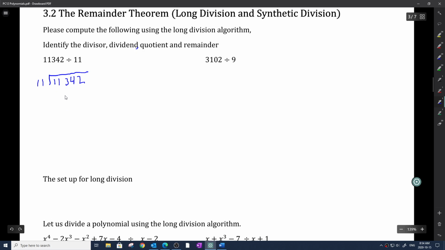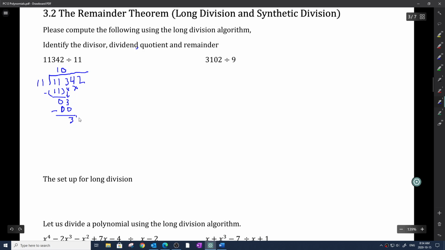So I'll just do this very quickly. 11, does it go into 1? No, but it goes into 11 exactly one time. 1 times 11, both parts of 11, this one and this one, is 11. And I choose to subtract. So I'm going to subtract. I'm left with 0. Carry down the 3. 11 goes into 3 exactly 0 times. 0 times 11 is 0. And then I'm going to subtract. What I get is 3.